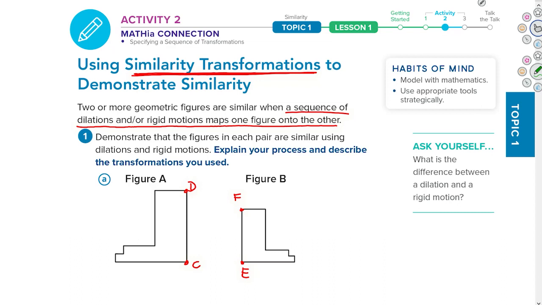There is more than one way to do this. You could probably do this in 2 steps if you think really hard about it. I'm going to take 3 small steps. The first thing I'm going to do is translate. Also, before I get too far, you can move figure A onto B or figure B onto A. It doesn't matter. I'm going to move figure A. So I'm going to translate figure A.